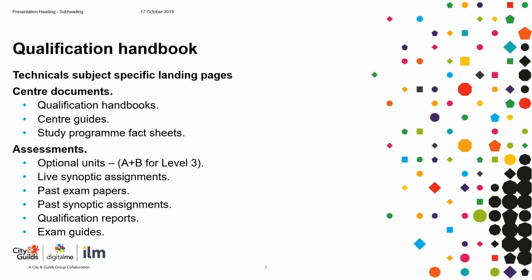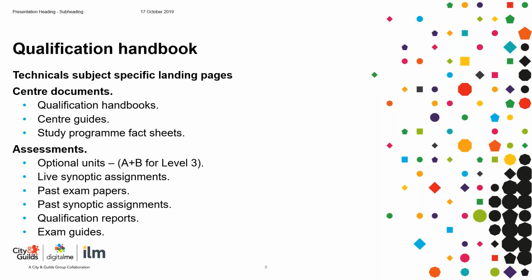So just a quick reminder. When landing on your technical subject pages and entering the document tab, the content under each piece is as follows. The centre documents contain the qualification handbooks, the centre guides, and the study programme fact sheets. The study programme fact sheets were put together to show small course and additional qualifications that could be added to a programme of study that is part of the technical qualification.